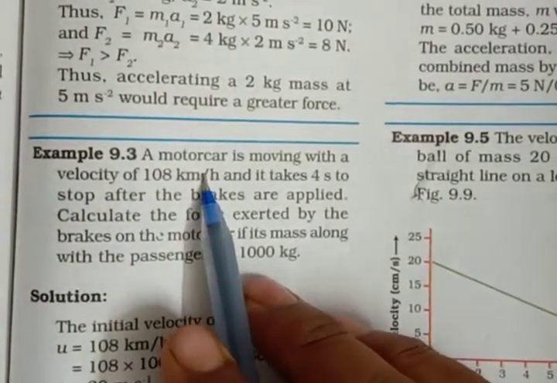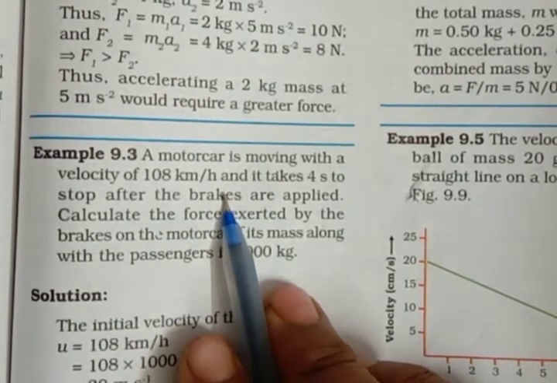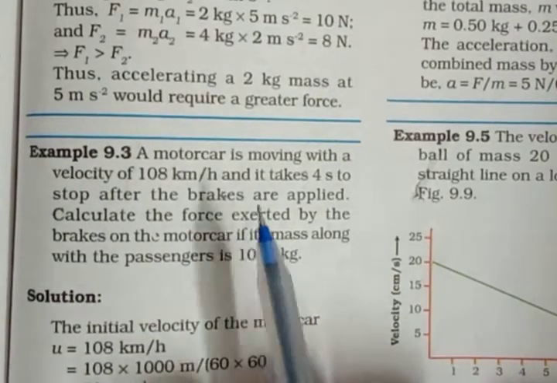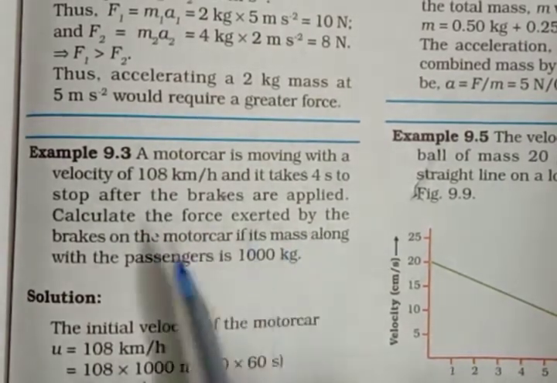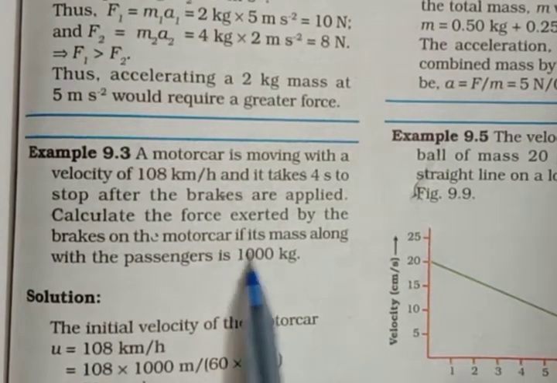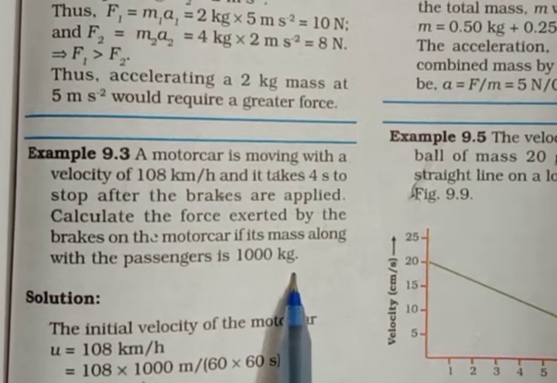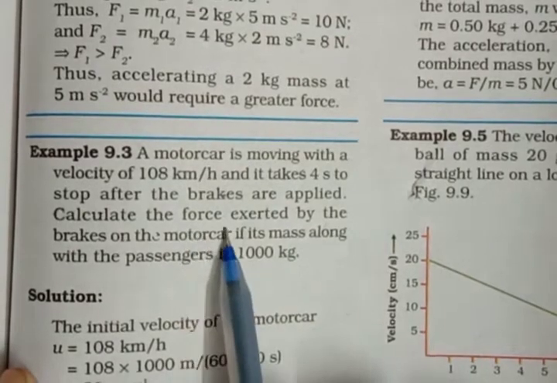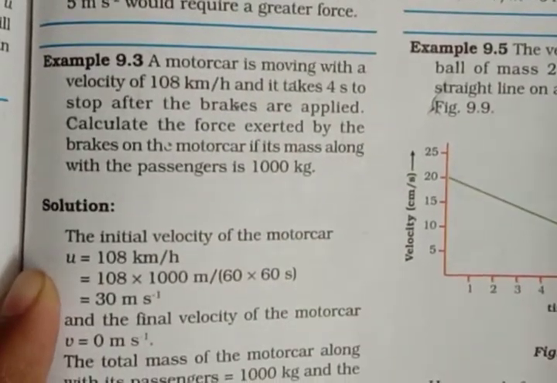A motor car is moving with a velocity of 108 kilometers per hour and it takes 4 seconds to stop after the brakes are applied. Calculate the force exerted by the brakes on the motor car if its mass along with the passengers is 1000 kg. Right? What do you have to find out here? The force which will be exerted by the brakes. Right? Whatever information is given, first we will write it down. Okay?